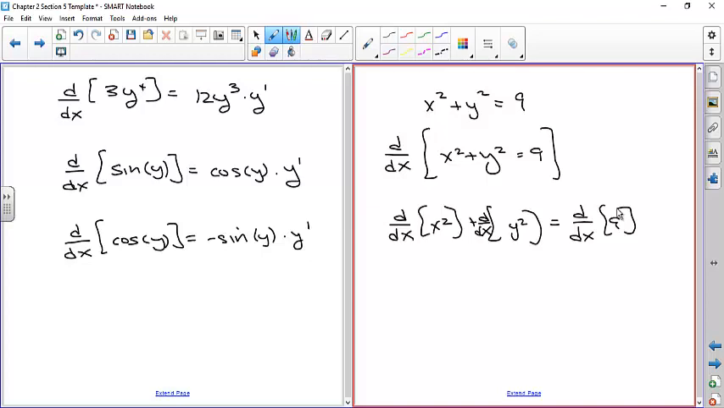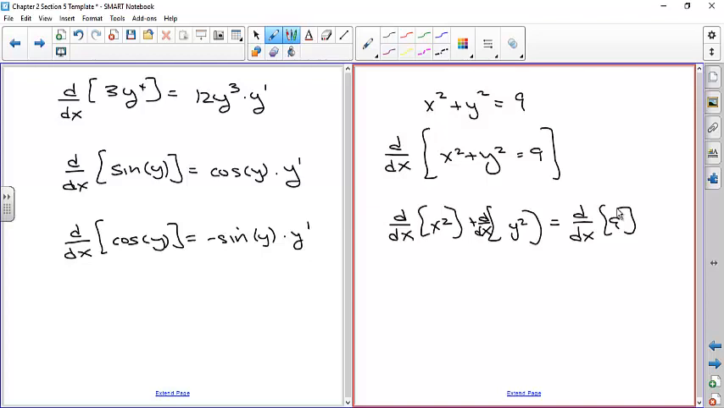If we had that original equation, we multiplied everything by 3, 3x squared plus 3y squared equals 27. It's the same relationship. It doesn't get changed by multiplying everything by a constant. And the same thing's true when you take the derivative. If the original equation is valid, then the derivative of the original equation is valid as well.